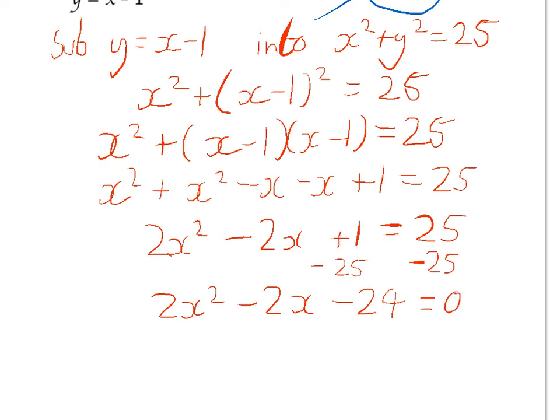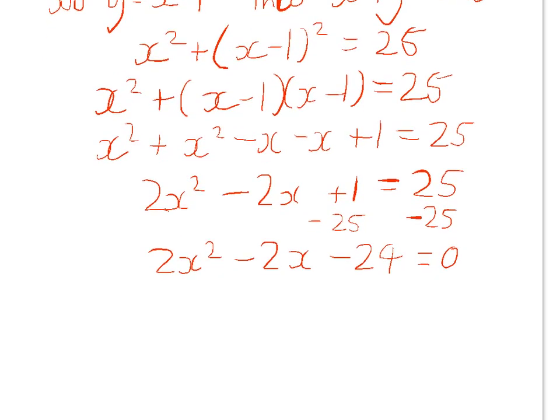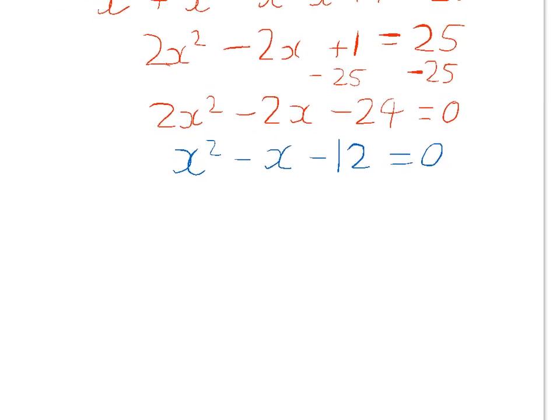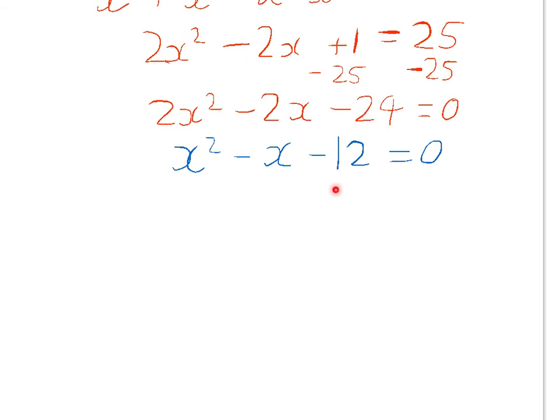Now, you may notice at this stage that each of these terms divides by 2. So a good tip here is to divide through by 2. So divide everything by 2, so you get x squared minus x minus 12 is equal to 0. Now we can factorise this. Because it's minus 12, we're going to have a positive and a negative in the bracket. So we need two numbers that times together to make 12, which could be 2 and 6, 3 and 4, or 1 and 12.